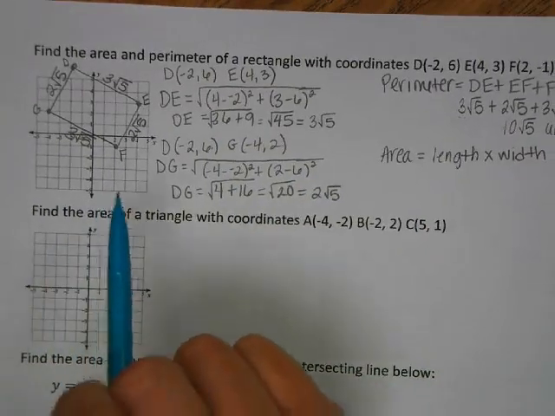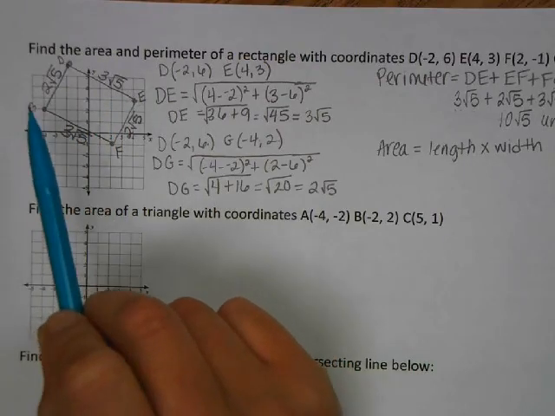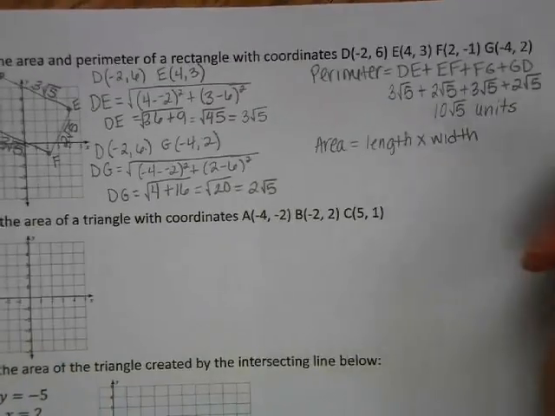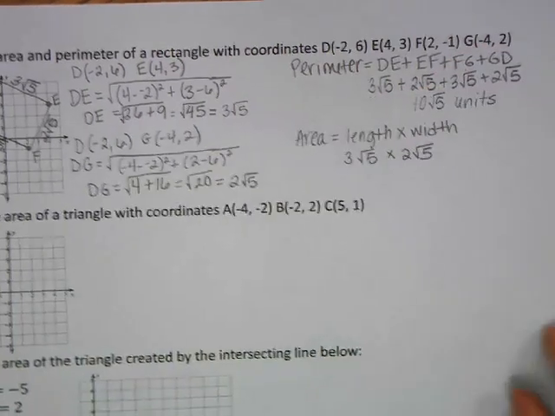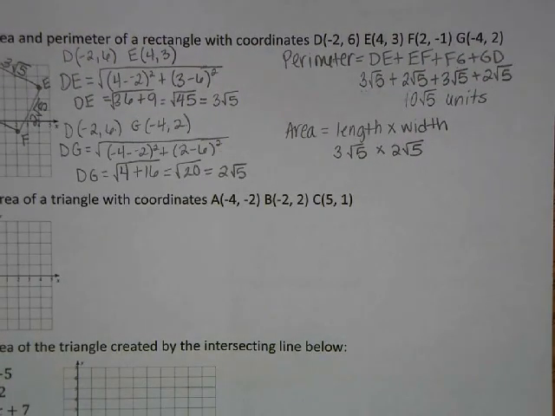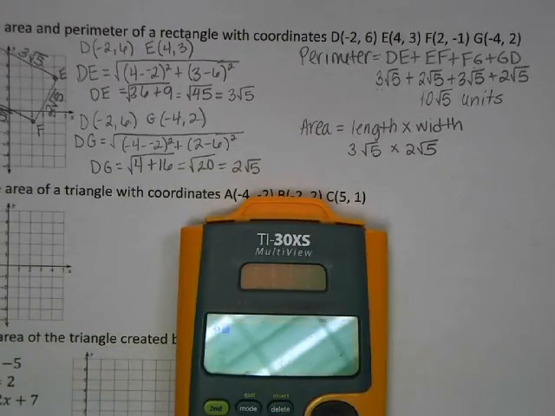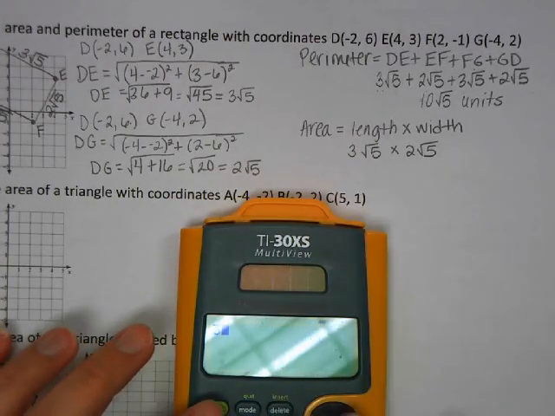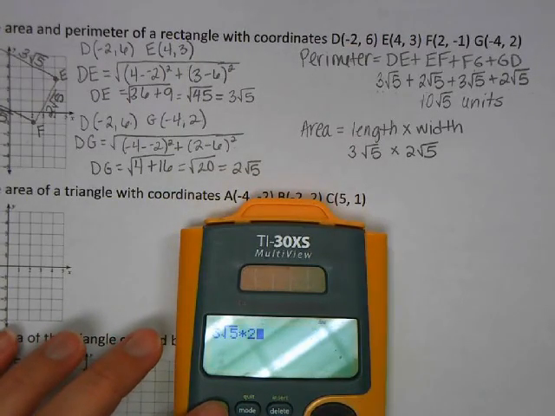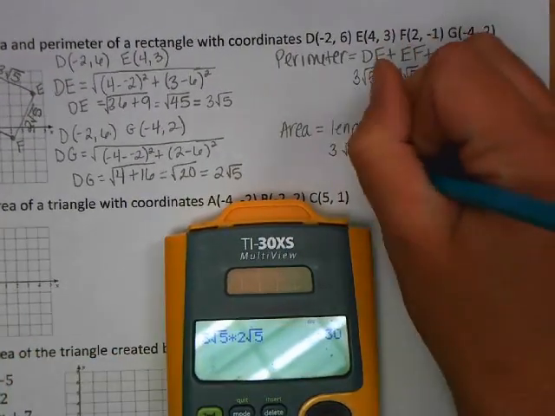So go back to the picture that you drew and identify the length and the width. So the length is 3 root 5 and the width is 2 root 5. So I'm going to multiply those together: 3 root 5 times 2 root 5. And if you're not confident in your operations with radicals, you can always put it in a scientific calculator. So 3 root 5 times 2 root 5 is just 30. So my area is 30.